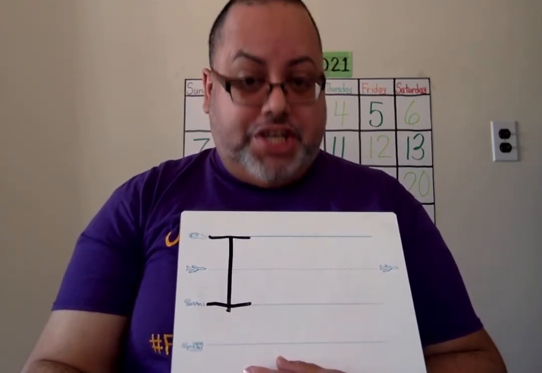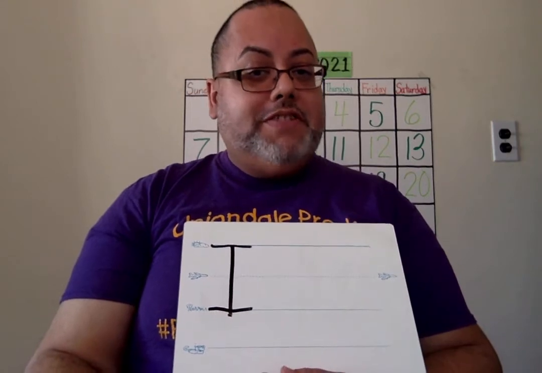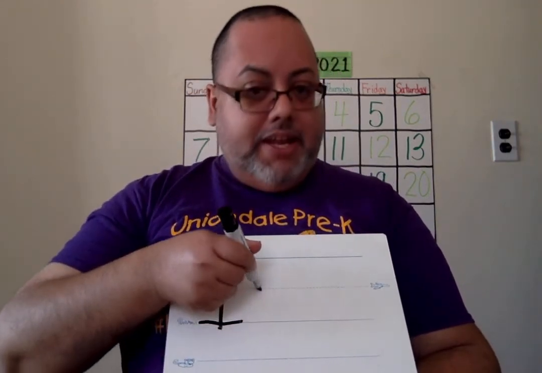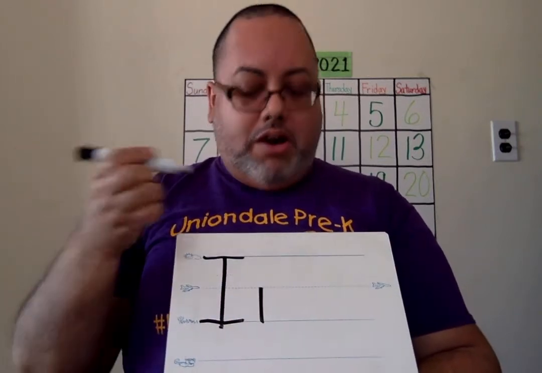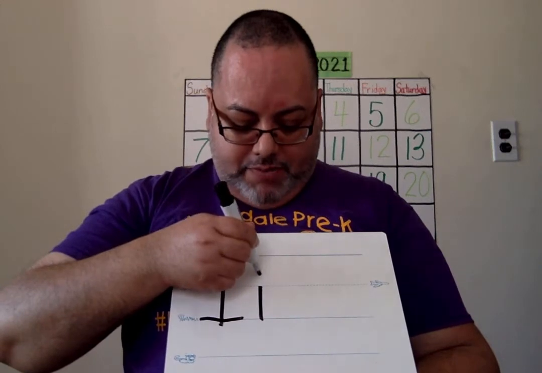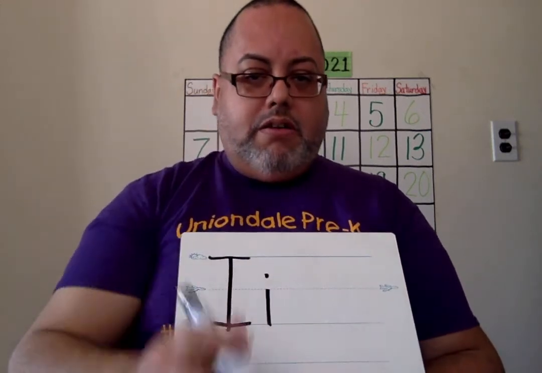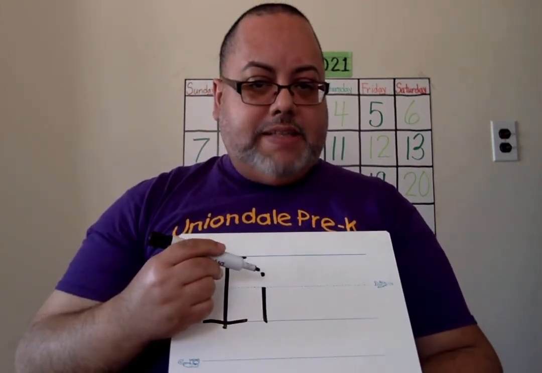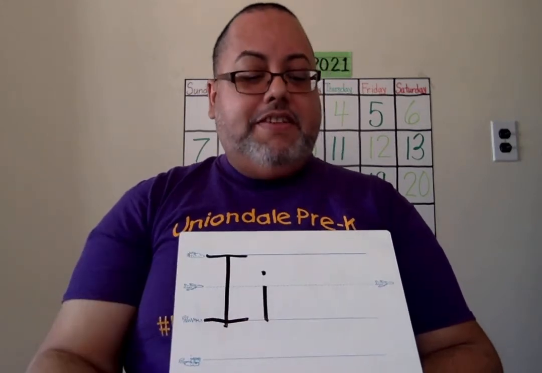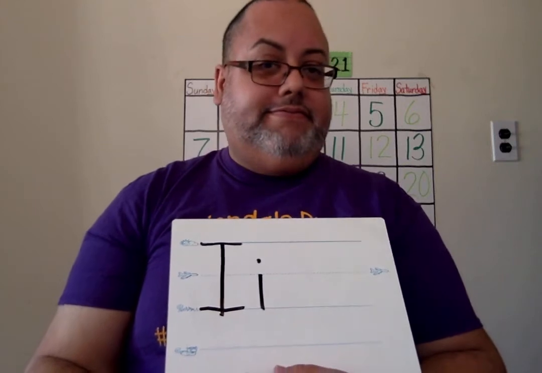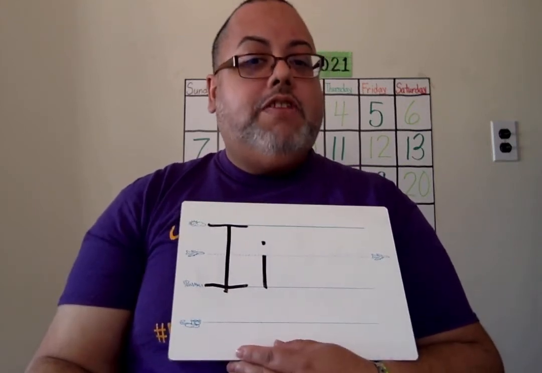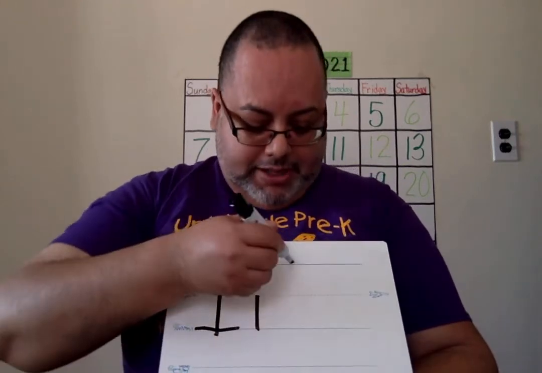I, itch. But the lowercase i starts on the plain line, comes down to the grass, pick your marker up and right on top over here, you make a sprinkle. That sprinkle is a dot. That's the lowercase i for iguana. All right? So, this is the letter that you should be practicing.